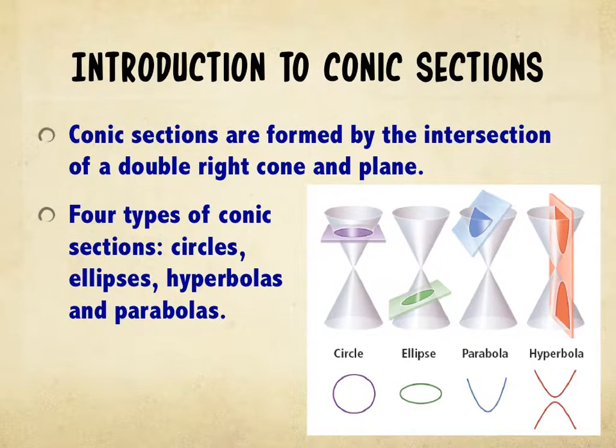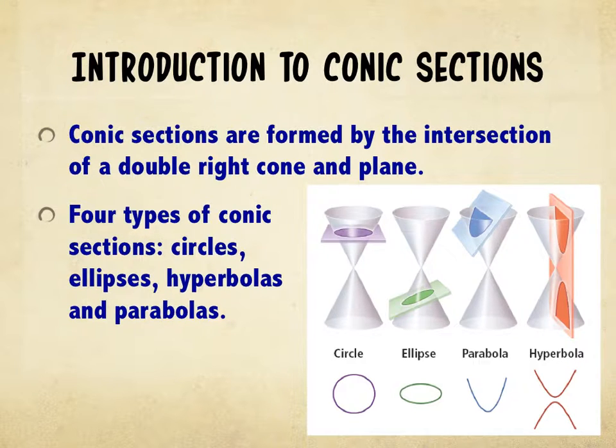So what are conics? Conic sections are formed by the intersection of a double right cone and a plane. So if you could picture a cone, two cones flipped upon each other and joined at the point, that's kind of what these look like. Then there's four types of conics that can be formed. If I took a horizontal plane and I slid it into the cone while it's held horizontally, flat, then I form a circle.